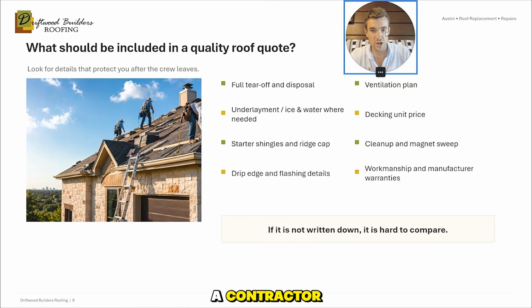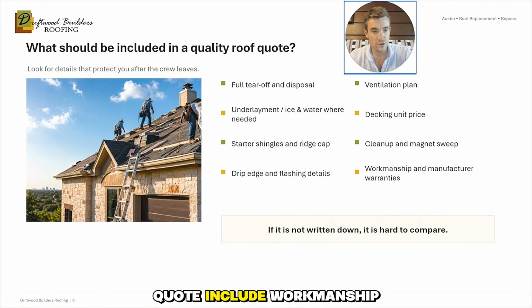When you get a quote from a contractor, the top things you should look at are full tear-off and disposal. Are they going to remove the underlayment and ice and water shield where needed? Do they install starter shingles and ridge cap? Does their plan include drip edge and flashing details? Does their plan include ventilation? Is there a decking unit price built in? Are they going to do a clean magnetic sweep of the area once they're done? And does their quote include workmanship and manufacturer's warranties?